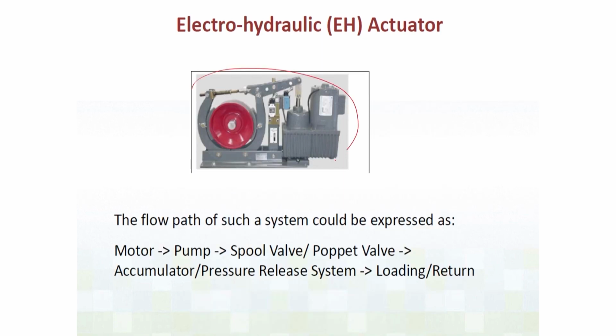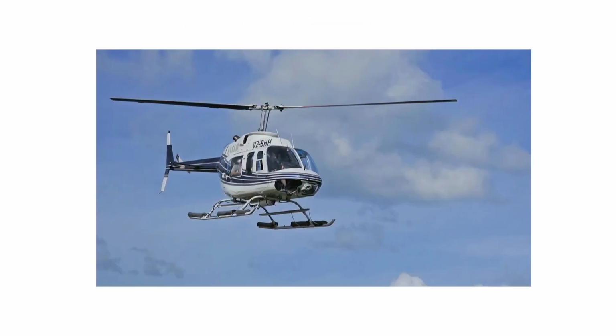This is a real life electrohydraulic actuator system. The flow path can be motor like the servo motors, and then the pump, spool valve or a poppet valve, then that goes to accumulator, pressure release system, and loading path or return path. So, these are the things that you need to design in order to design an electrohydraulic actuator. I will show you one typical example of such actuators in a helicopter.